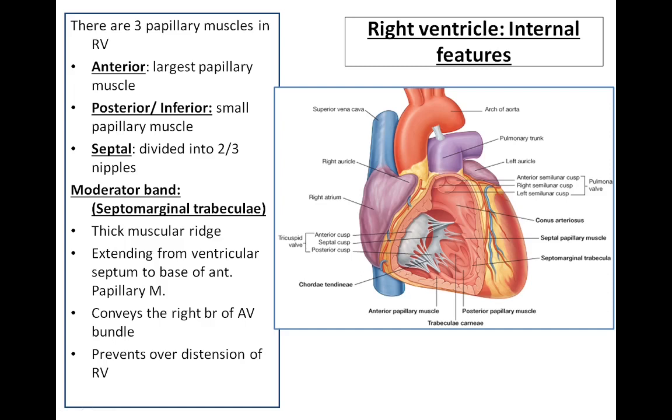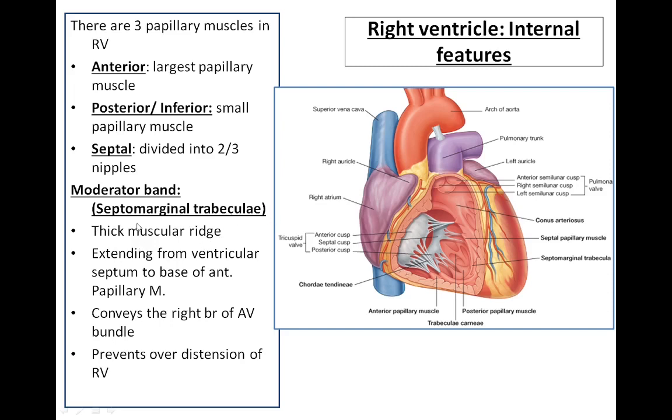And in the septal one, what happens is that the apex is divided into 2-3 nipples. So in the case of anterior and posterior, there is one apex. Now in the case of septal, this apex will divide into 2-3 nipples. That is how we can differentiate which one is septal and which one is anterior or posterior. Clear?